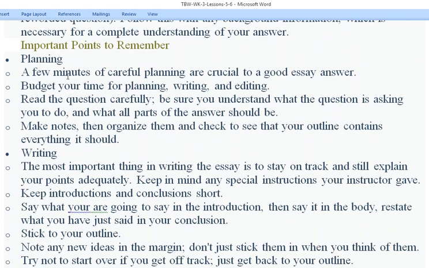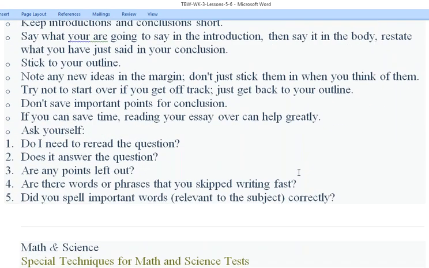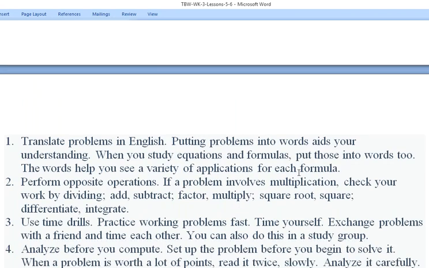Planning. A few minutes of careful planning is crucial to good essay writing. Budget your time for planning. Read the questions carefully. Make notes. The most important thing in writing essays is to stay on track and stay connected. So these are the points that have been used.